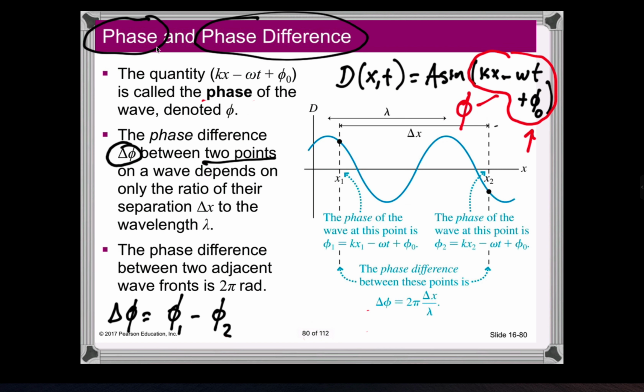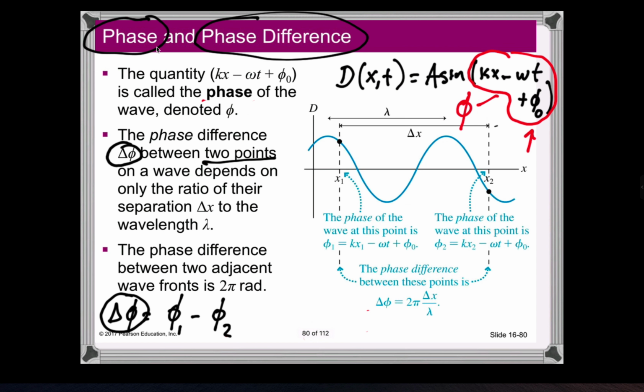How is that useful? Well, this is in chapter 17. We're going to see that this concept, the difference in phase between two waves at a particular point in space, is a crucial quantity that determines whether the waves are going to interfere constructively or destructively. So in this chapter we can introduce the idea of difference in phase.